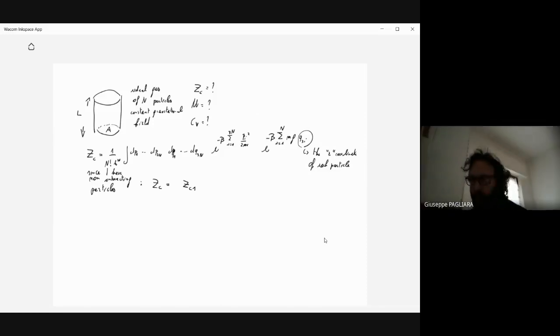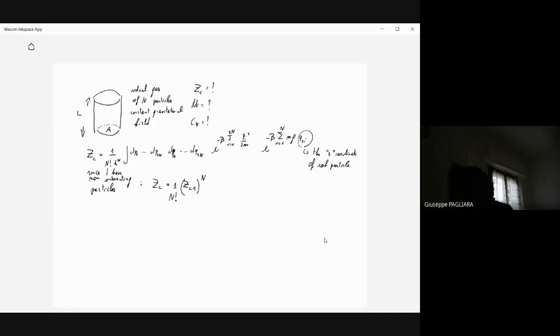Let me check if I introduced this quantity already in these terms, so I think so. This will be to the power of n, and then divided by n factorial. So basically what I need to compute is the integral over dz of this quantity here.